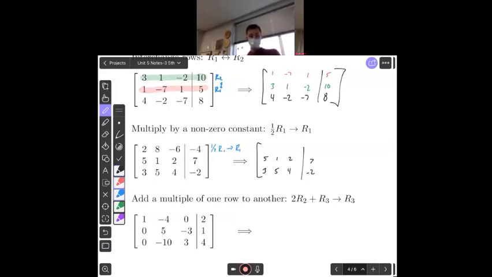Now I want to take half of each of these numbers, right? So half of 2 is 1, and half of 8 is 4. And half of -6 is -3. And then half of -4 is -2. So there's my new row 1. That helped me achieve a goal, which was to get that top left number to be 1. So that's a different way of getting a 1 up there.